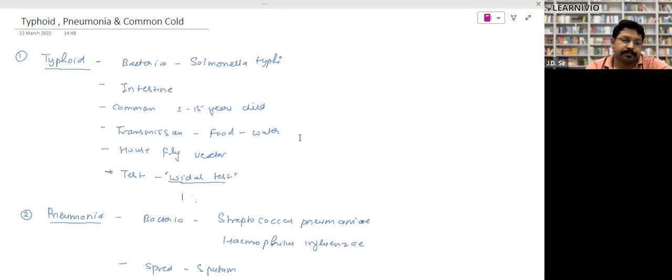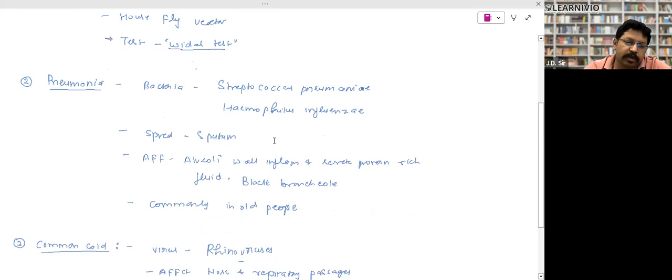Next, pneumonia. Pneumonia is a bacterial disease. It is caused by Streptococcus pneumoniae or Haemophilus influenzae. There are two causal organisms, two bacteria, for it. It spreads through sputum, right? And what happens? Alveoli wall inflammation takes place.